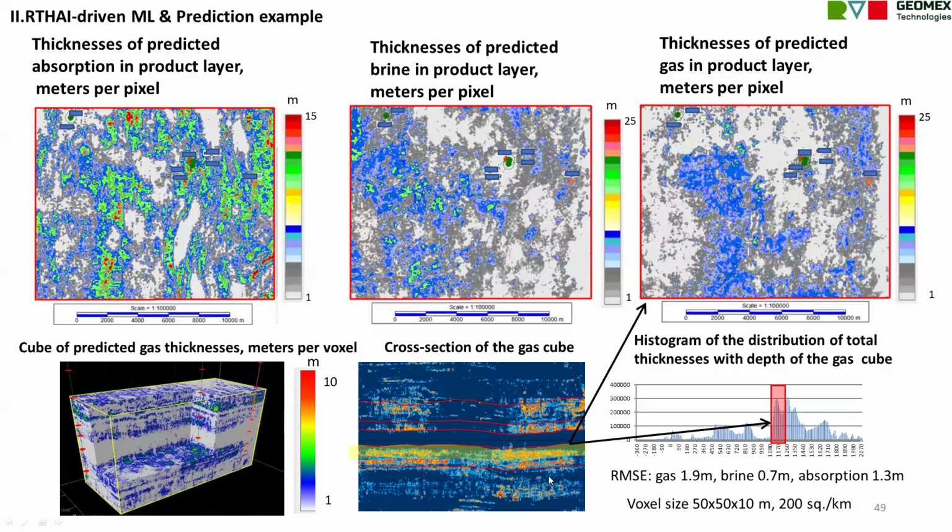Then for example, we want to know what is the thickness of predicted gas in this layer, the product layer. The product layer has a thickness of about 50 meters, and the thickness of predicted gas in this summation layer is about, for example, 25 meters in red, but in this one, no more than 10 meters. I guess we predict this layer.